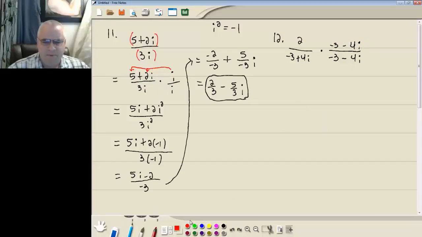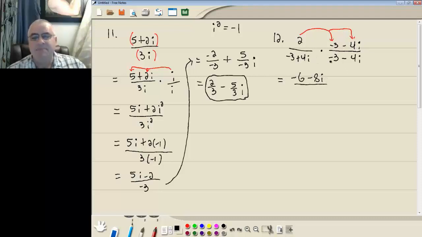Okay. Well, up on top, we're going to take this 2 and multiply it times the negative 3 and times the negative 4i. 2 times negative 3 is negative 6. 2 times negative 4i gives us negative 8i. The nice part about conjugates is all you have to do is multiply your first parts together and your last parts. So negative 3 times negative 3 is 9. And 4i times negative 4i gives us negative 16i squared. So we got negative 6 minus 8i.